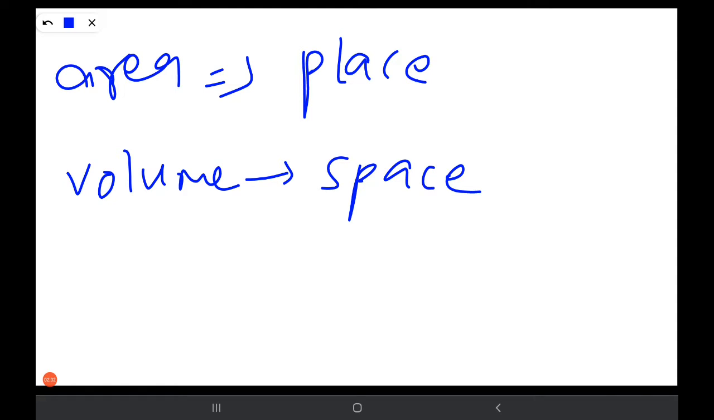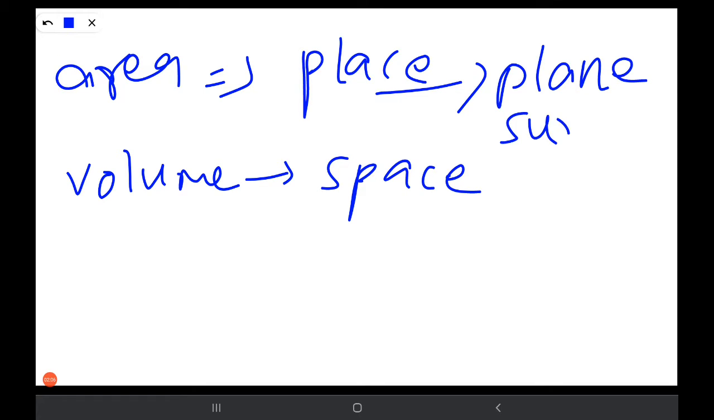Place means it is a plane surface, a plane surface which is occupied by an object, whether it is plane or any solid object. A solid object also can have area, but it contains some volume. But a plane figure does not contain any volume, it contains only area. It occupies area.